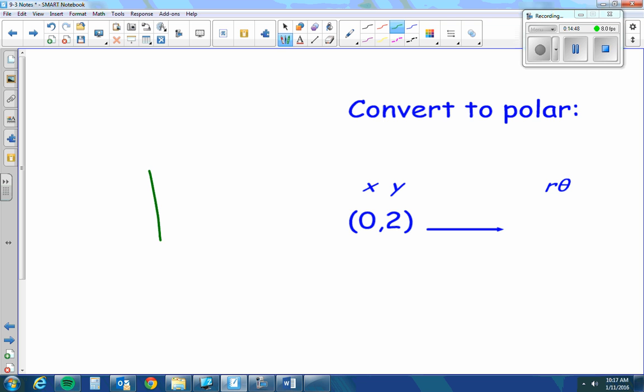First of all, where is this point? It's above the pole, right? So we're trying to get there. How much should I rotate? Pi over 2. The most sensible thing is to rotate pi over 2. And how far is it? 2. There's the good answer.